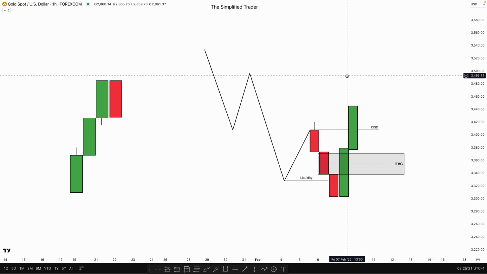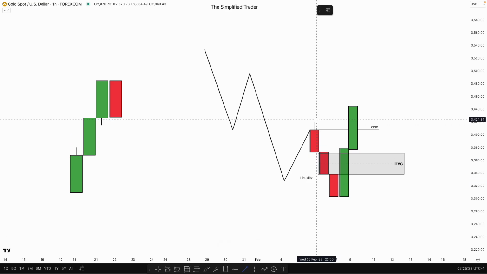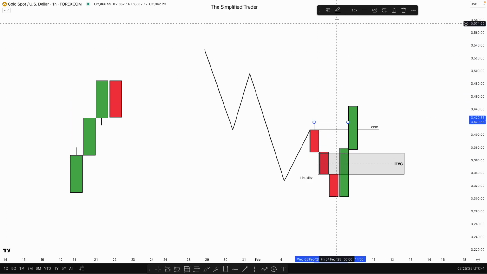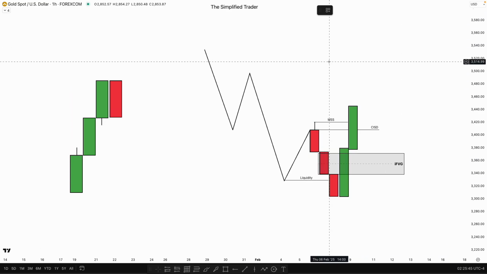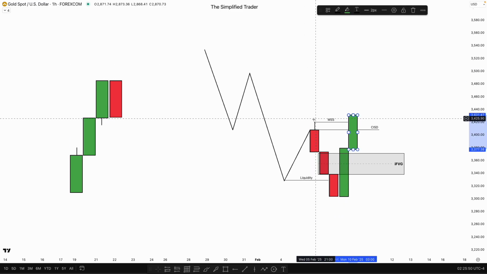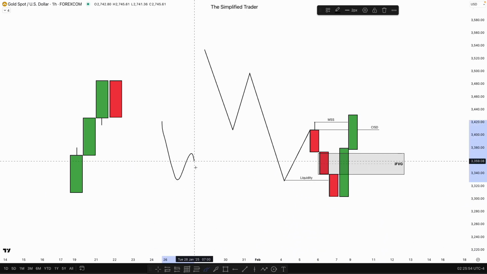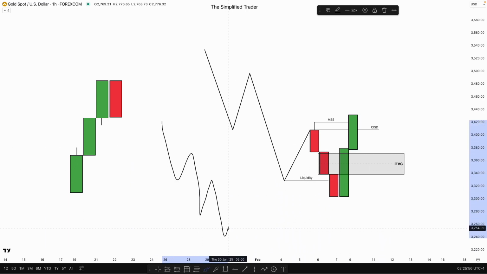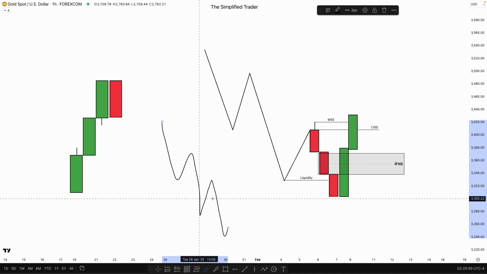The third thing that's going to take place is we are going to get a market structure shift. If you do not know what a market structure shift is, it is just a body candle closure above the high that made the low. So if we are in a downtrend, we are making lower lows and lower highs. Where would our market structure shift point be in this example?